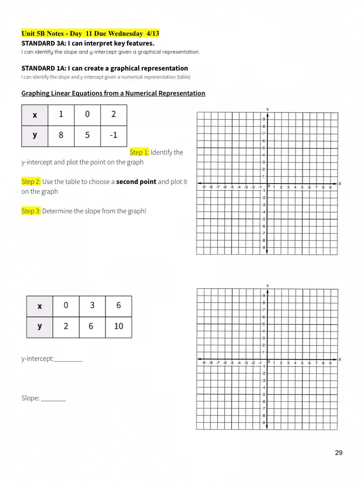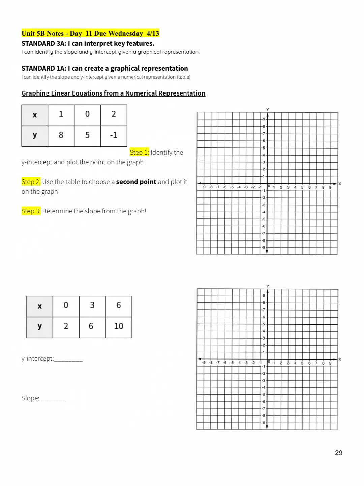These are your Unit 5B Day 11 notes. In this video, we're going to work on Standard 3A and Standard 1A. Now, we are going to practice finding the intercept and the slope given a table. So we've done real-world scenarios, we've done it from points given, and now we are looking at a table.